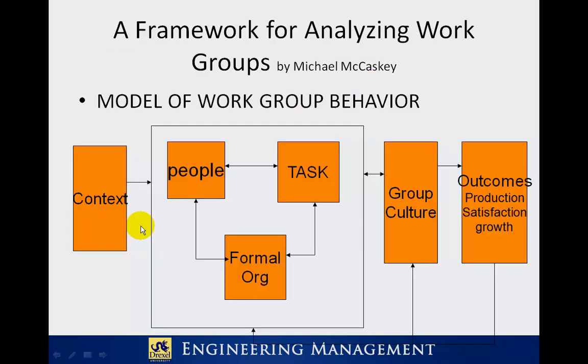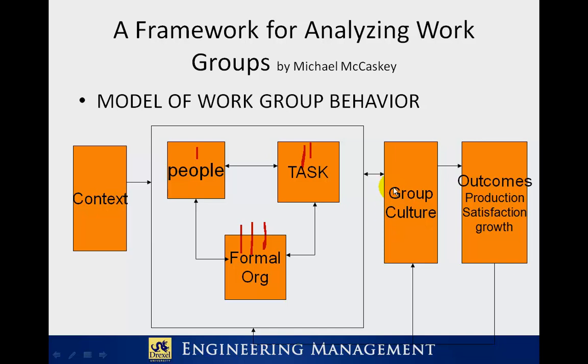So what you have here, and this is my last chart, but this kind of sums up everything that McCaskey's talking about. When you build a group, when you assign a task to a group, you've got three decisions to make. You can decide what people to put into this group, you can decide what the task is, and you can decide what level of formal organization. So you've got three things you can do here. And these people performing this task in this organization are going to interact.